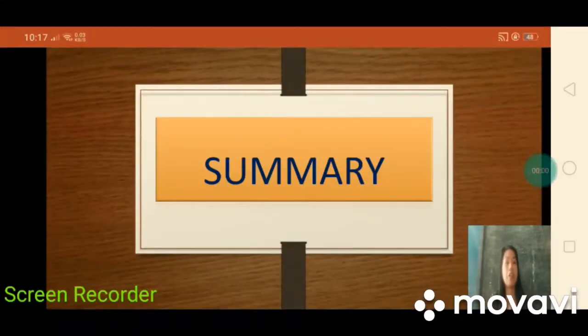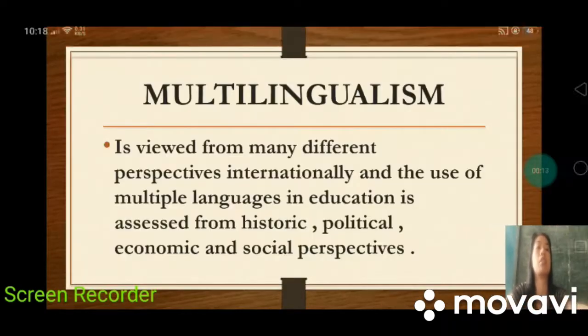Good afternoon, everyone. My report is all about the summary of Chapter 1, Overview of Languages, Policies, and Practice in Education Around the World. Multilingualism is viewed from many different perspectives internationally, and the use of multiple languages in education is assessed from historic, political, economic, and social perspectives.